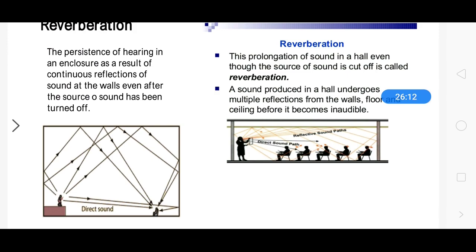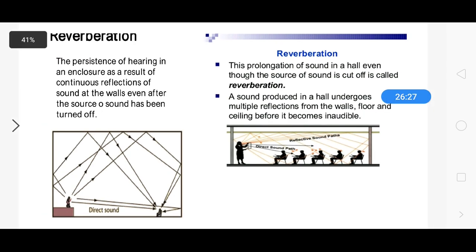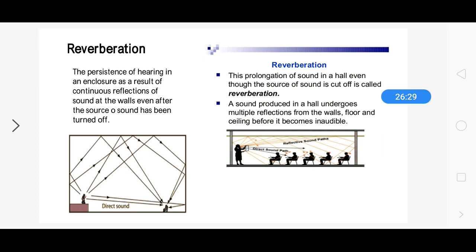After multiple reflections, even after the source of sound is turned off, the person is able to hear the same sound repeatedly. So this persistence of hearing in an enclosure is called reverberation: the persistence of hearing in an enclosure as a result of continuous reflections at the walls of the enclosure, even after the source of sound has been turned off.